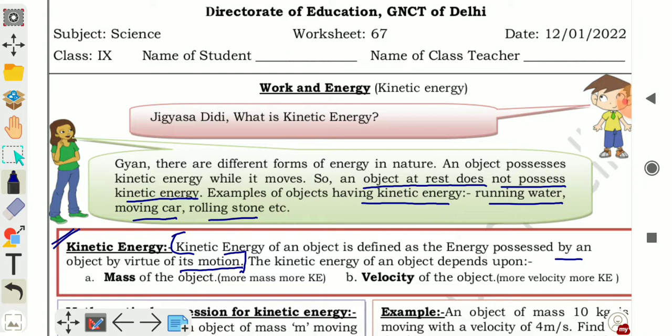The kinetic energy of an object depends upon, first one is mass. It depends upon the mass of the object. If the object has more mass, its kinetic energy will also be more. And also velocity. Kinetic energy depends upon the velocity of the object. If the velocity of the object is more, then it will have more kinetic energy.